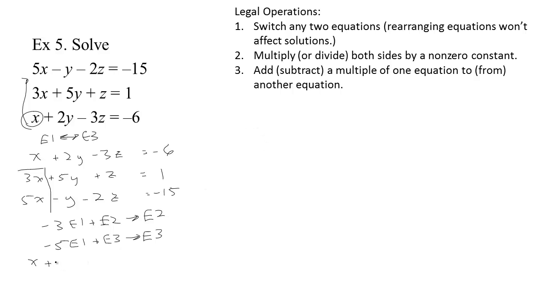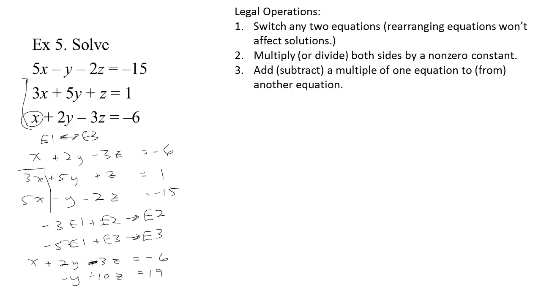Let's see, I'm not changing the first equation, so I'll just copy that down. Oops, it's supposed to be minus 3z. That's going to cause trouble. Minus 3z equals negative 6. And I'm taking negative 3 times the first and adding it to the second. So negative 3x plus 3x is nothing. Negative 3 times 2y would be negative 6y plus 5y is negative y. And negative 3 times negative 3z would be 9z plus z would make plus 10z. And negative 3 times negative 6 is 18 plus 1 makes 19.